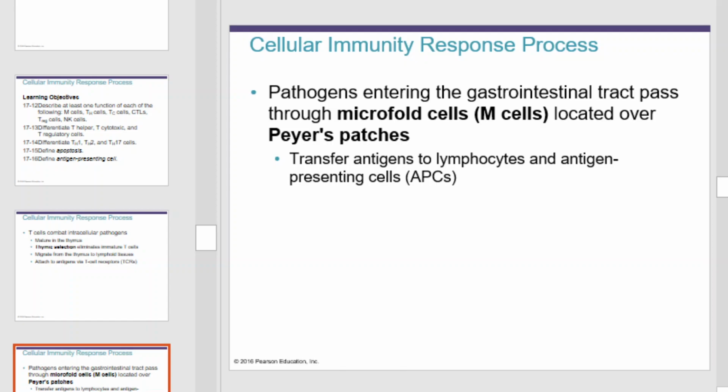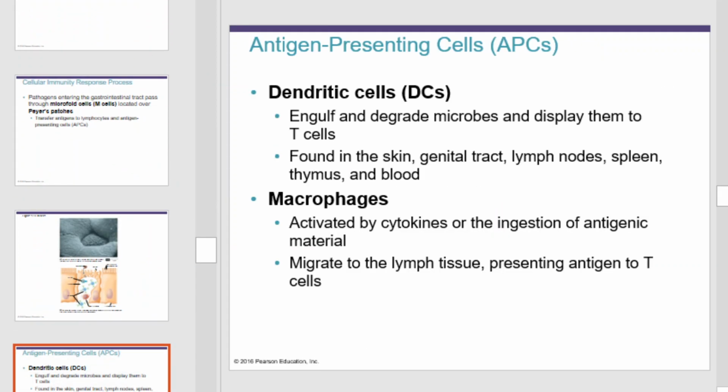Pathogens entering the gastrointestinal tract will pass through microfold cells or M cells located over Peyer's patches. This transfer of antigens to lymphocytes and antigen-presenting cells initiates the immune response. Dendritic cells, or DCs, will engulf and degrade microbes and display them to T cells. These dendritic cells are found in your skin, genital tract, lymph nodes, spleen, thymus, and your blood. Macrophages may be activated by cytokines or the ingestion of antigenic material. They will migrate to the lymph tissue, presenting antigens to T cells.